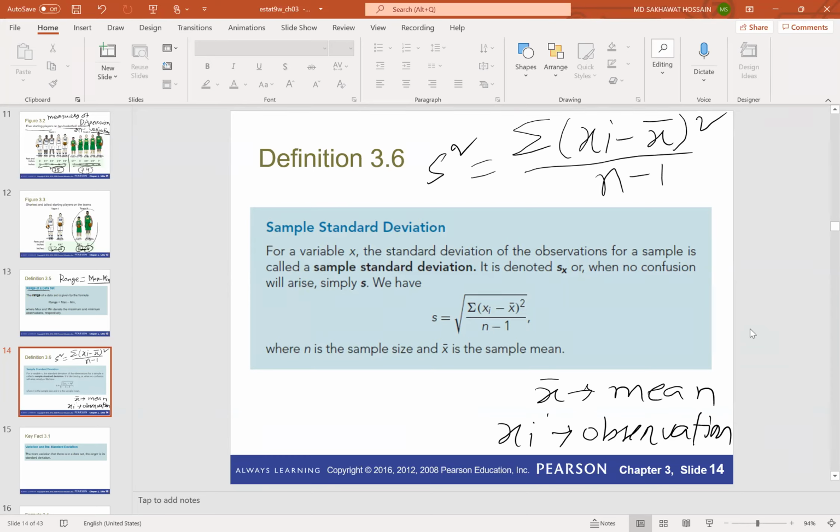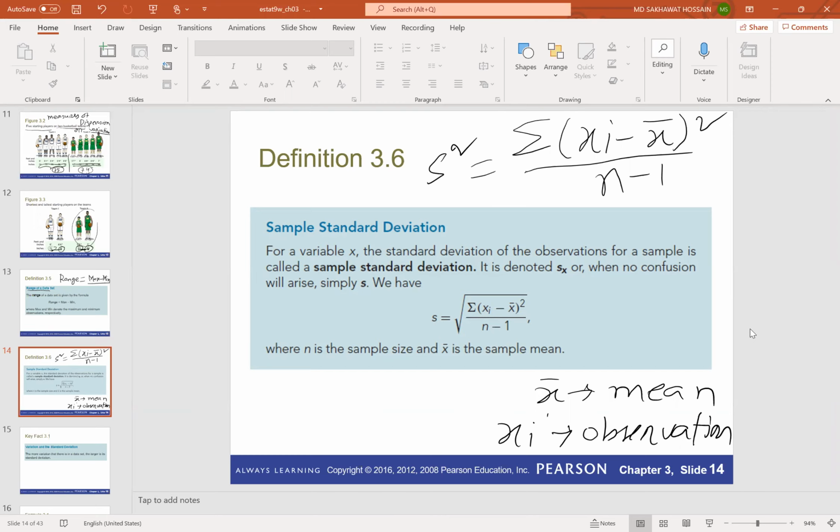So what we are doing here is taking the difference between each observation and the mean. So we are calculating the deviation of the observations from the center, right? Then we are squaring them. So why do we take the square of the deviation? If you just simply calculate the deviations and add them together, what will happen? We can see what will happen.